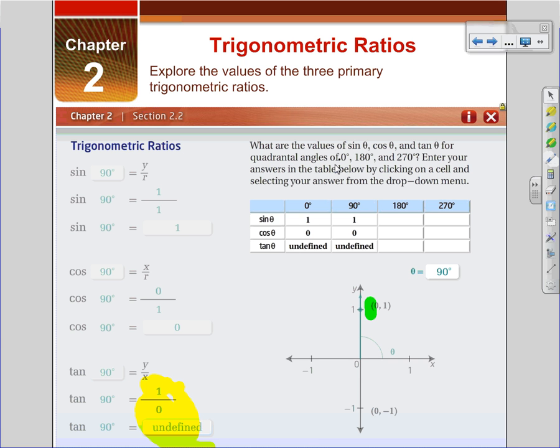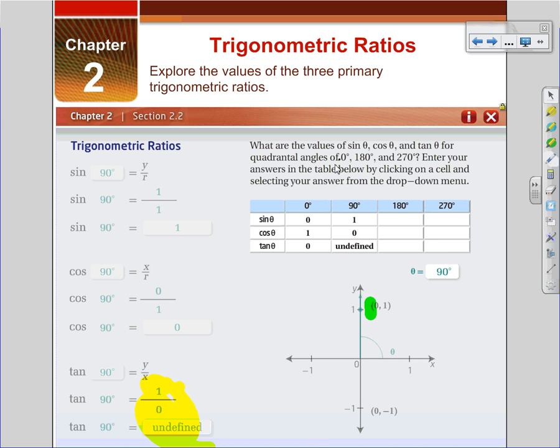Sorry, that's not true at 0. We're talking about at 0 degrees. Is that true? If sine is y over r at 0 degrees, that is not going to be quite true, is it? Sine is 0 at 0, and cosine is 1 at 0, and therefore 0 divided by 1 is 0.